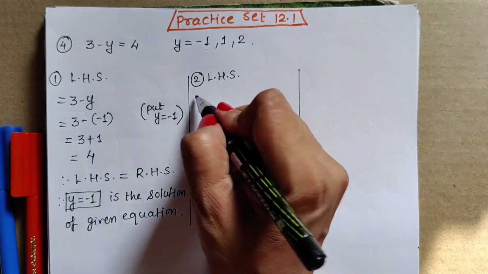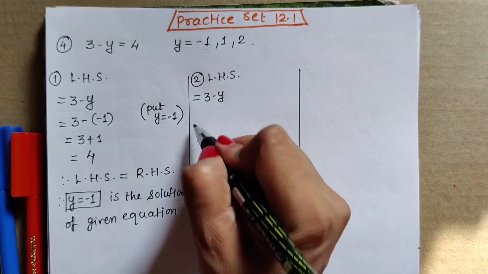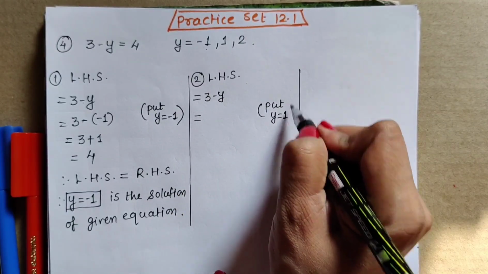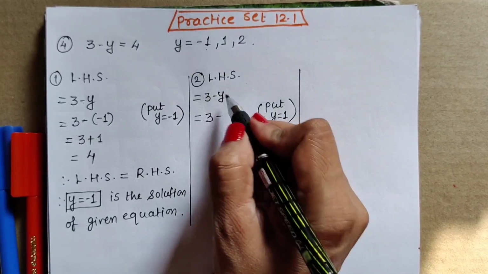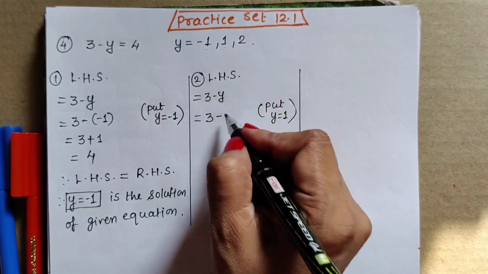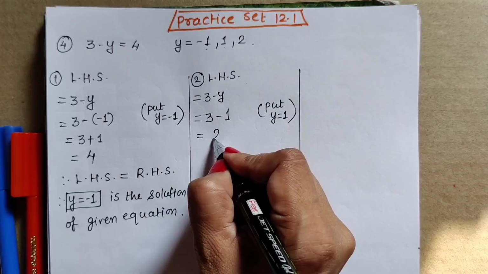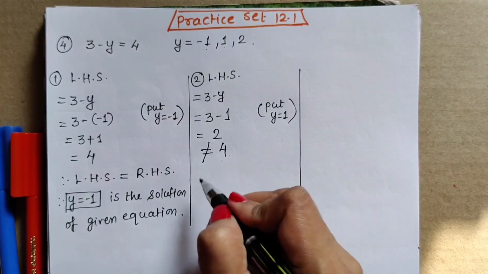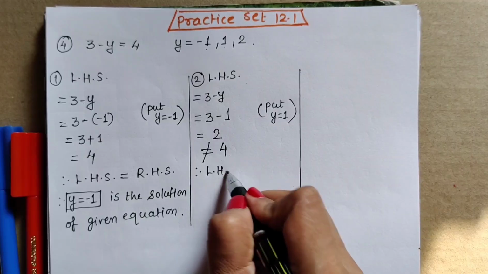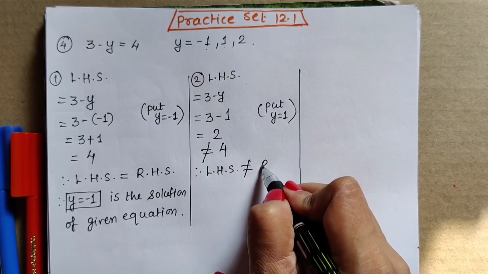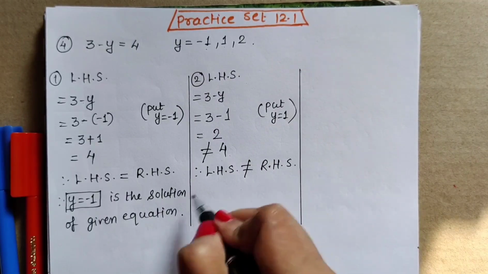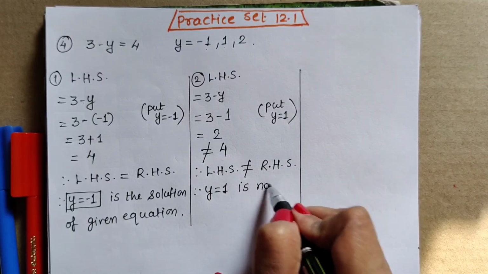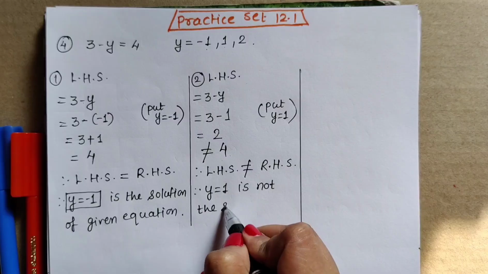Left hand side is 3 minus y. Now we have to put y is equal to 1. So 3 minus, in place of y we are going to write this 1. So 3 minus 1 is 2, we all know that, which is not equal to 4. 2 is not equal to 4, and therefore left hand side is not equal to right hand side, and therefore y is equal to 1 is not the solution of the given equation.